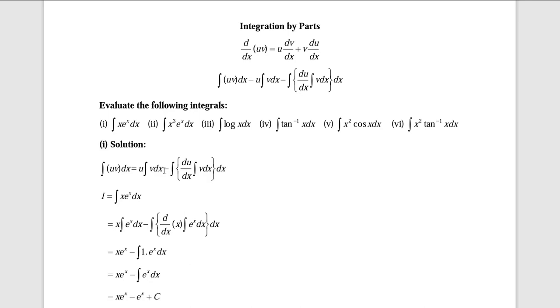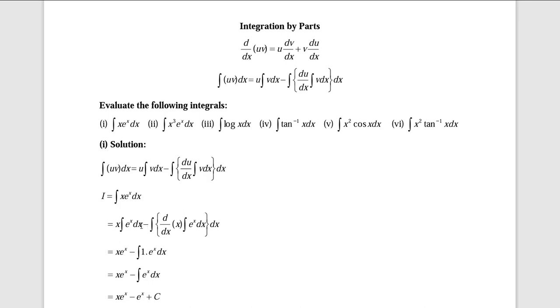Next we have to write minus whole integration of d dx of u. So we wrote minus integration of d dx of u, which is our x. Then we have to write integration of v, and v means our e to the power x. So we wrote integration of e to the power x dx. Now we will just calculate. So since we have x at first, we wrote x. Then we have integration of e to the power x, which gives us e to the power x. So we wrote e to the power x.